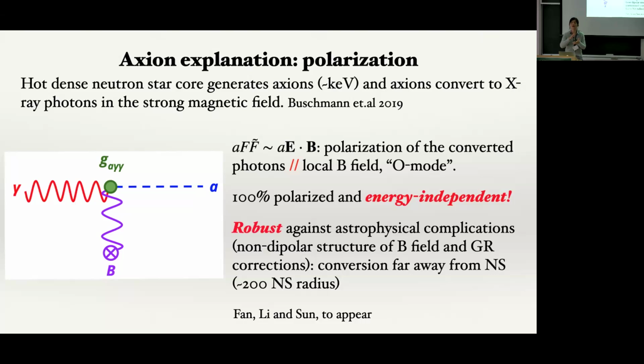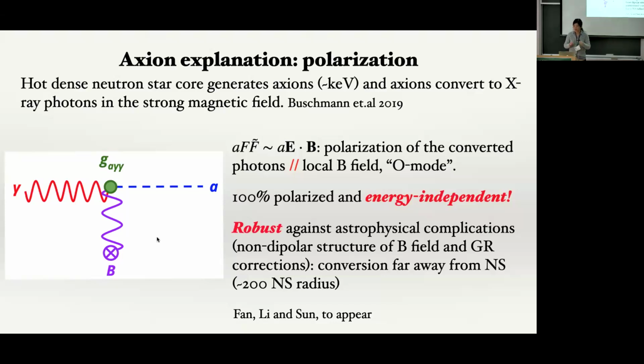What we want to add on top of the story is that the axion explanation has a unique prediction for the polarization of these hard X-ray photons. This is just dictated by the theory. The axion photon coupling is a F F-dual, or in terms of E and B fields, the axion couples to E dot B. Given this operator, the conversion of axion to photon in the external magnetic field tells us the polarization of the converted photon is always parallel to the local B field. In astrophysical jargon, these photons are in the O mode, the so-called ordinary mode. These photons are 100% polarized, energy independent, and independent of axion mass.